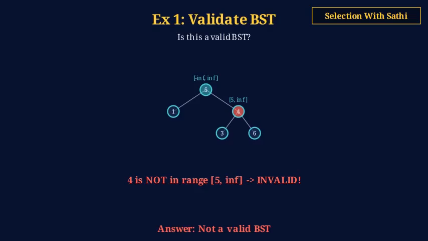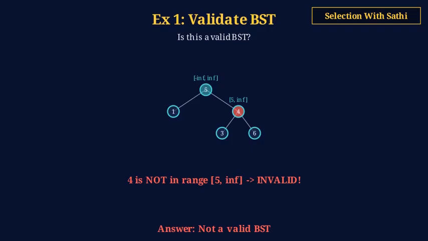3 is within bounds. Node 1, bounds are minus infinity to 3. OK. Node 4, bounds are 3 to 5. 4 is within bounds. Node 8, bounds are 5 to infinity. OK. 6 and 9 also pass. Tree A is valid. Now tree B, root 5, left 3 with children 1 and 6.